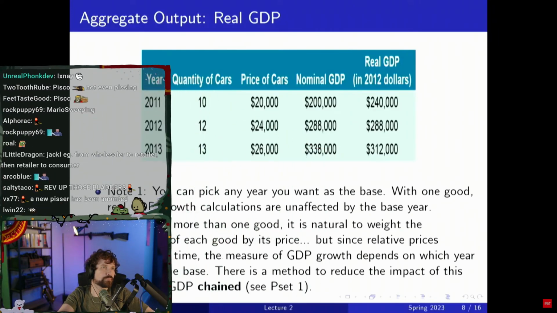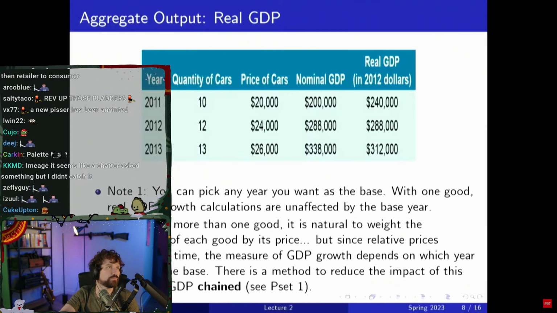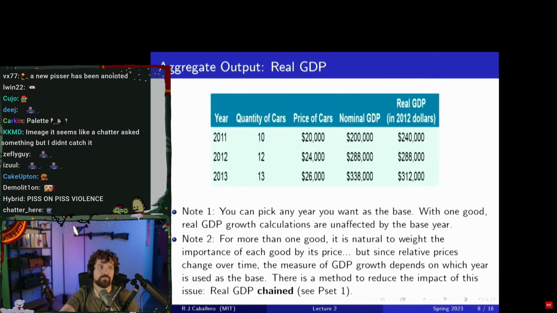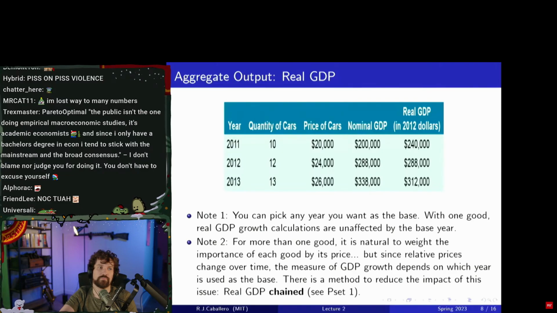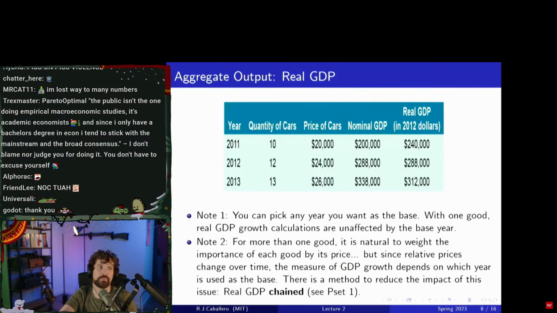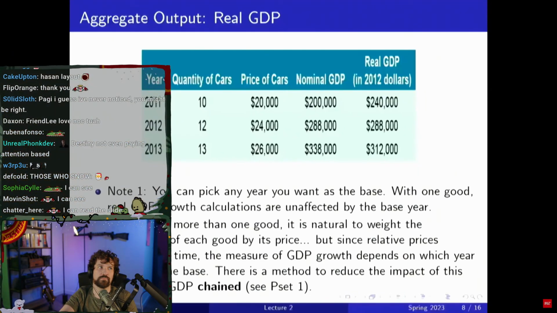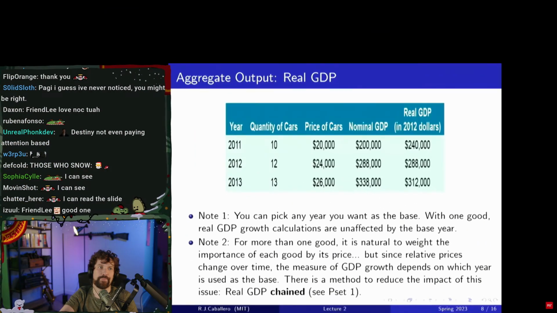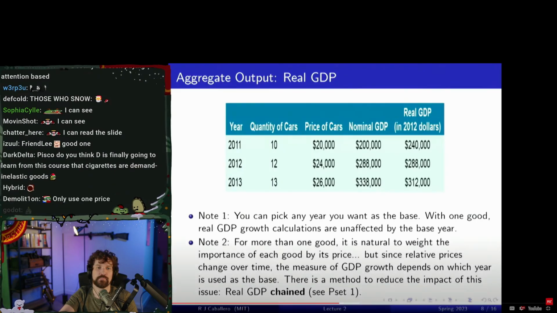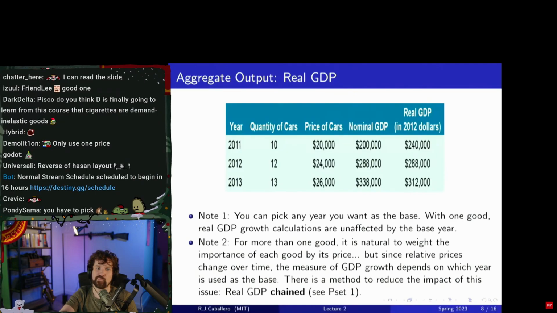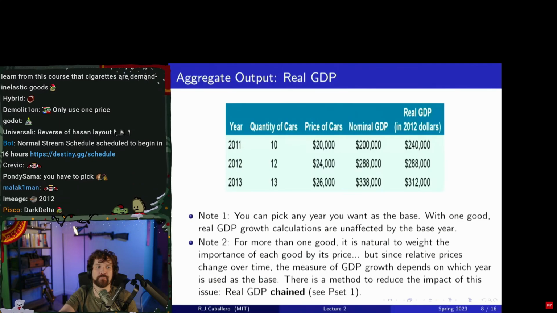Nominal GDP is simply the product of this times that. That gives you $200,000. 12 cars times $25,000 gives you $288 and so on. That's nominal GDP. Real GDP, you have to pick which price you want to use, but only use one and don't vary it over time, okay? So in this particular case, we pick 2012. So that means when you say real GDP at base 2012 or at 2012 prices, you're using the prices of 2012. You don't vary that. You let quantities change over time, but the prices remain fixed.